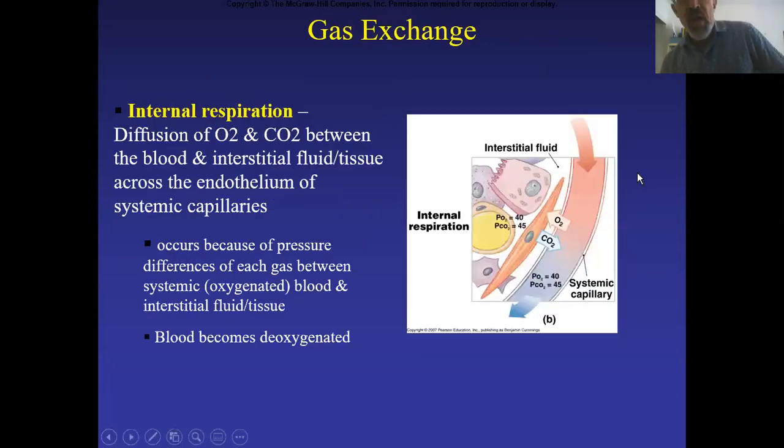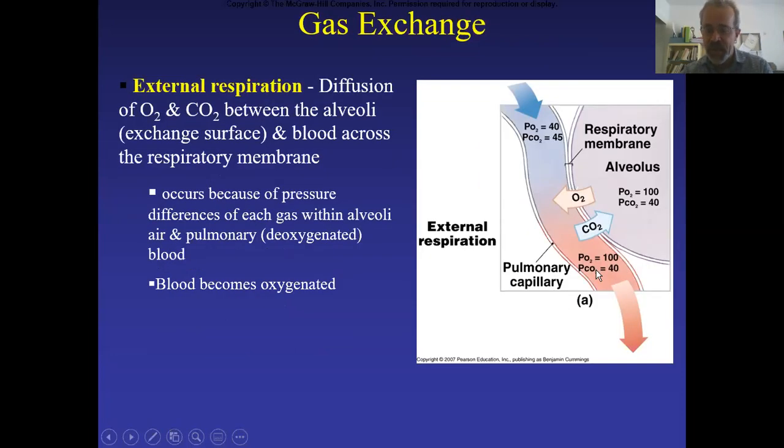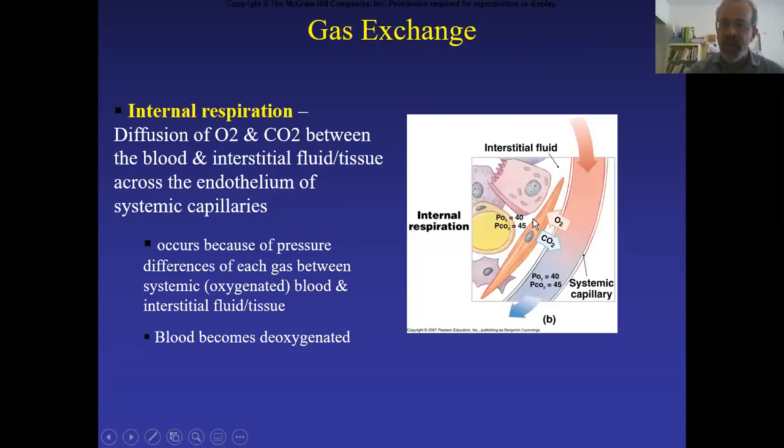Internal respiration, we're still going to see the diffusion, but it's obviously through a different area. Here we have diffusion of oxygen, which is at 100 now in the blood, into the tissues. The tissues are at 40. So from 100 to 40. CO2, which was at 45 originally in the blood, if you go back up here, it's at 40. So from 45, it goes to 40, and then eventually, obviously, it becomes 45 as it equilibrates.